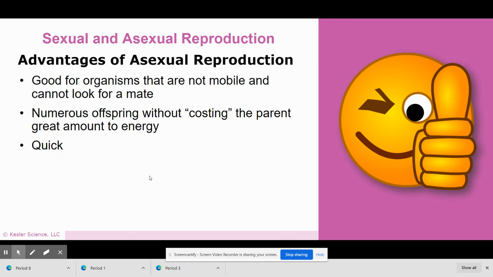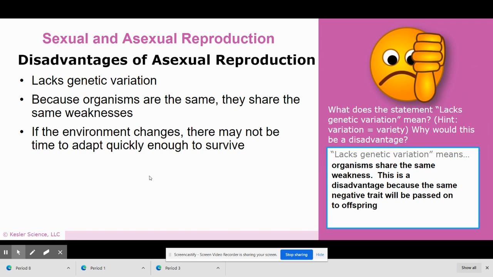All right, so some advantages of asexual reproduction. It's going to be good for organisms that are not mobile. That means they can't move around and go look for a mate, like plants. Numerous offspring can be created without costing the parent a lot of energy, and it's pretty quick. The disadvantage is that it lacks genetic variation. Everybody's the same, so there's no variety. That's a problem because then all of the organisms are going to share the same weakness. And if the environment changes, there might not be enough time for that population to adapt quickly enough to survive. There won't be any variations that are going to be survivable in that new condition.